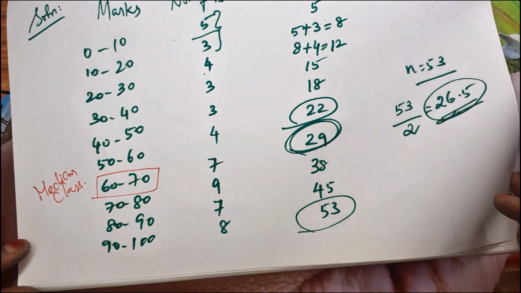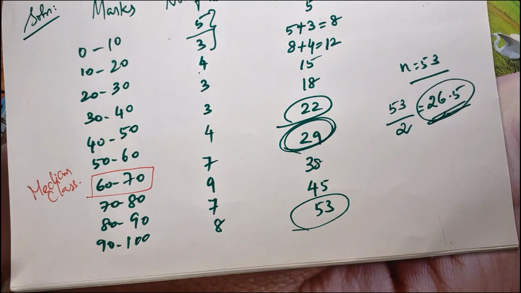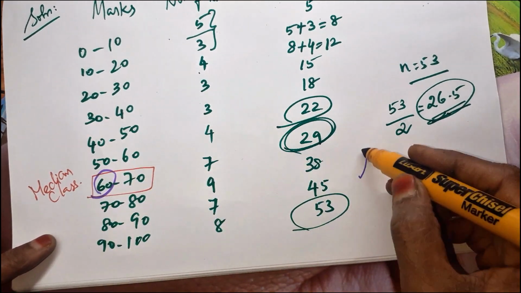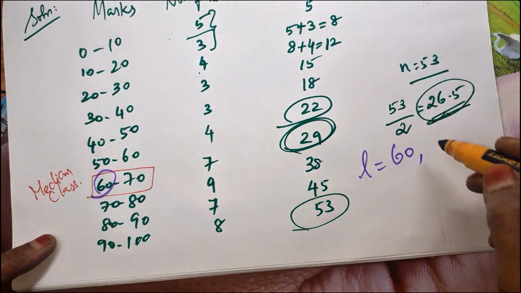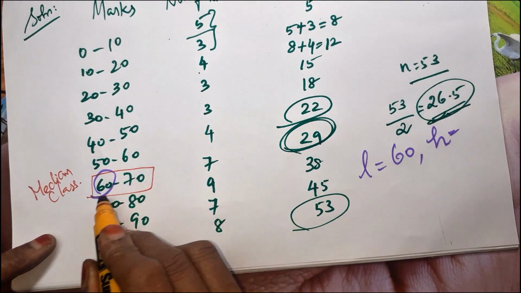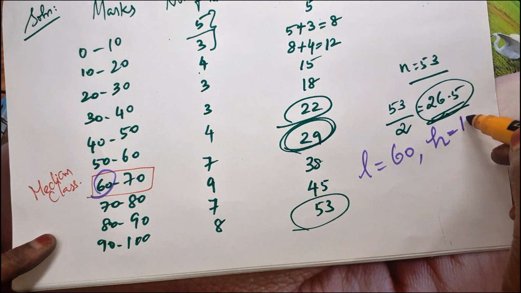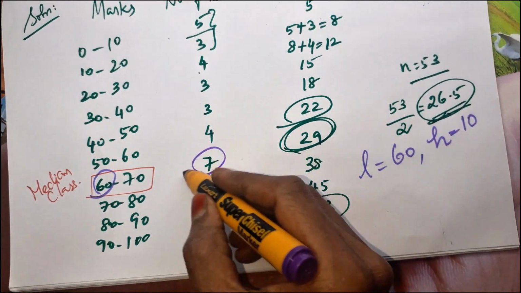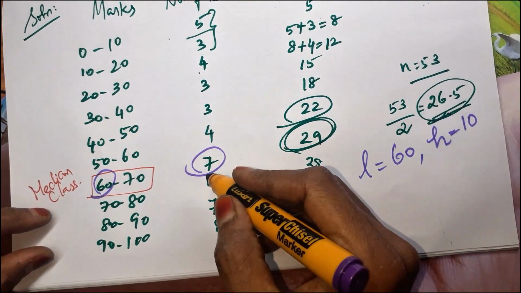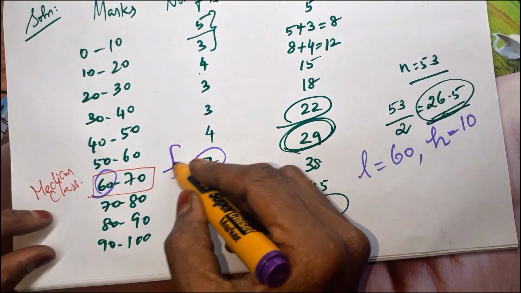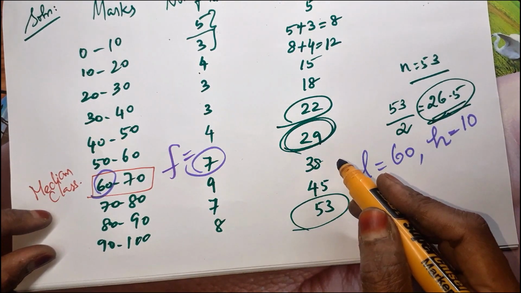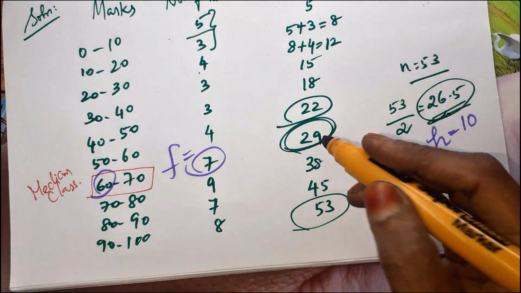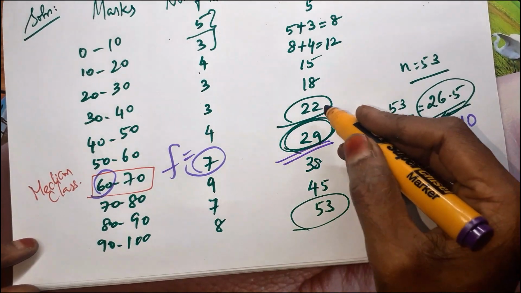In that median class we have to take the values. Which is the lower limit? This is the lower limit. So L is equal to 60. What is H? The size of the class interval. Size of the class interval is 10. The frequency in the median class is denoted by F, and the cumulative frequency preceding the median class, which is above the 29, is CF.